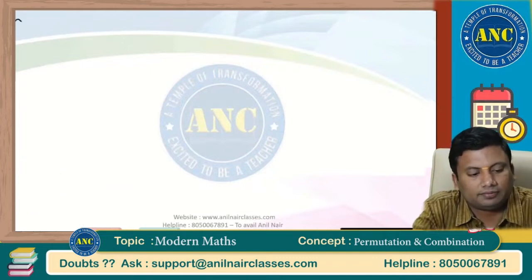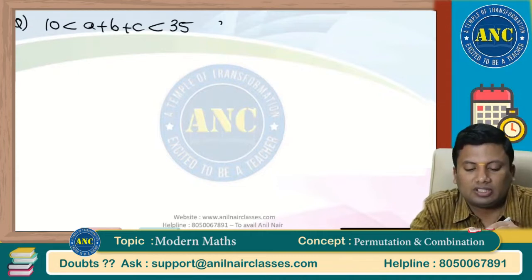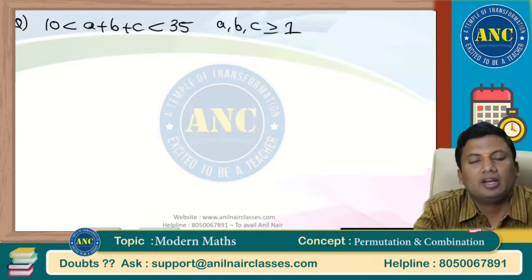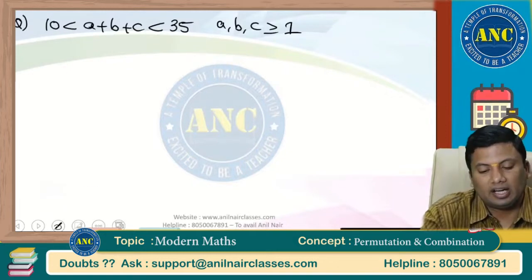Another model. 10 is less than A plus B plus C is less than 35. Both the sides limits are there. A, B, C greater than or equivalent to 1. Write A, B, C greater than or equivalent to 1.